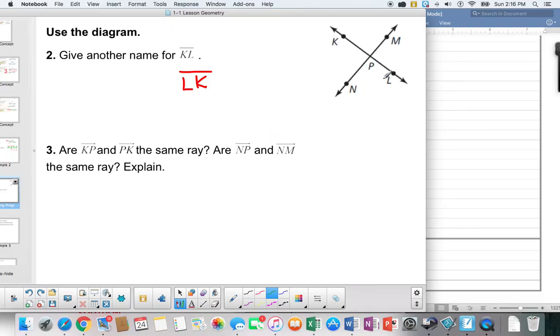Ray NP, so start at N and go in the P direction. Change color, start at N and go in the M direction. Are they the same ray? And the answer is yes. They have the same starting point and they're going in the same direction.